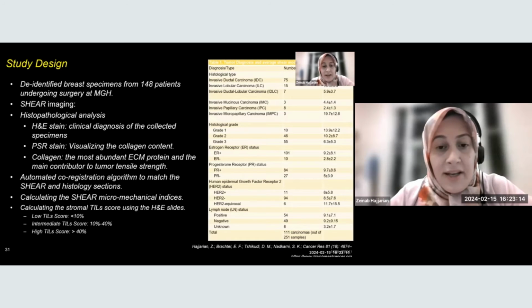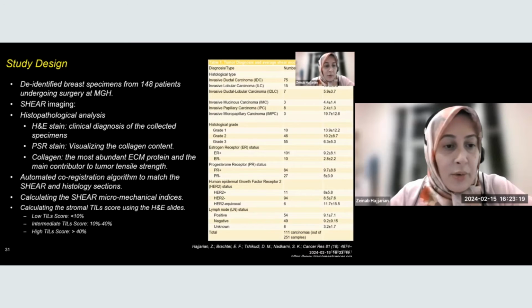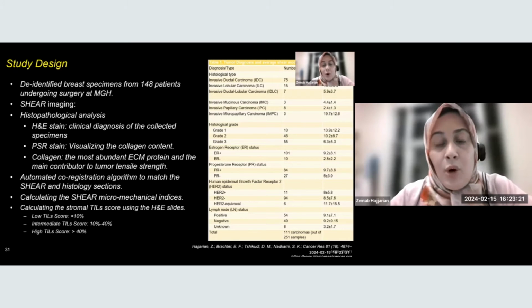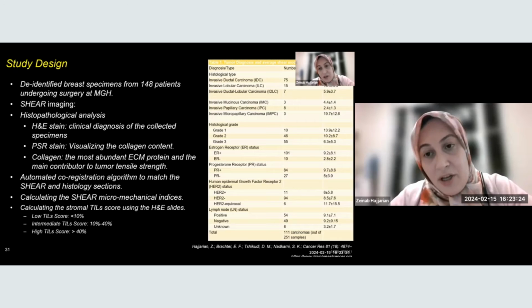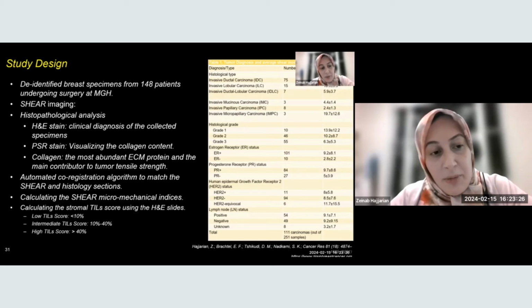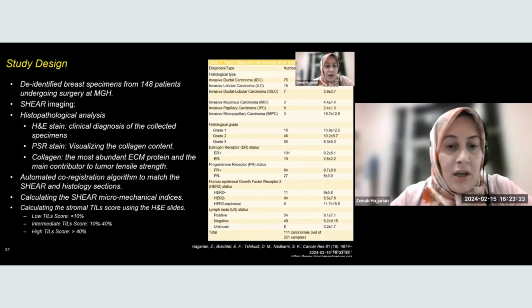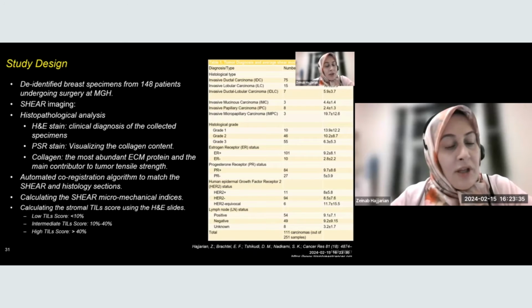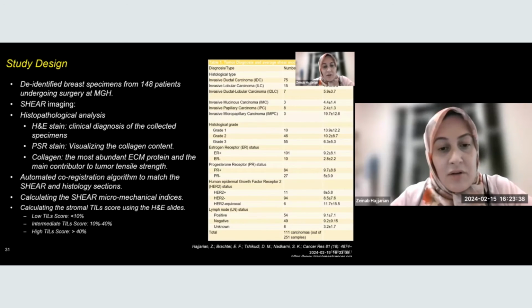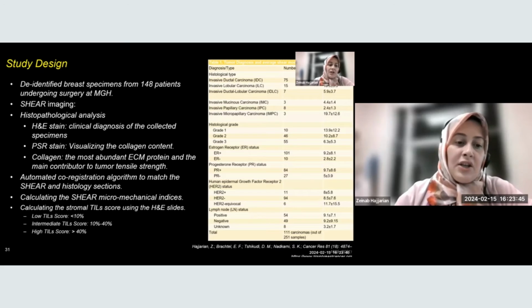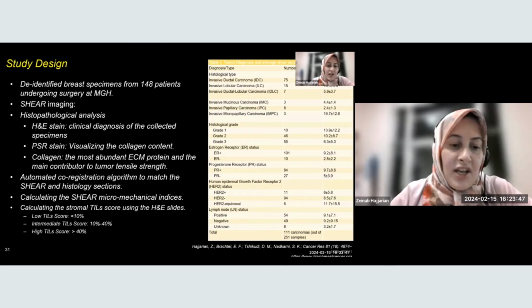So we formed a study around this. We collected specimens from about 148 patients undergoing surgery at MGH. We performed our imaging. Now we are going to call this microscopy platform laser speckle rheological microscopy. And we did histopathological analysis, collected the clinical information about the subtype of the tumor, the histopathological grade of the tumor, expressions of molecular receptors, and the lymph node status, and automatically co-registered the shear maps with histopathological sections.